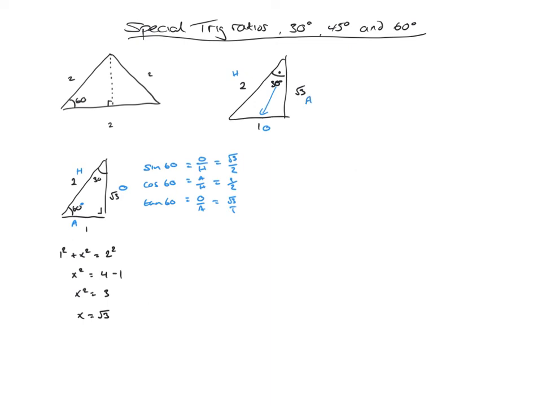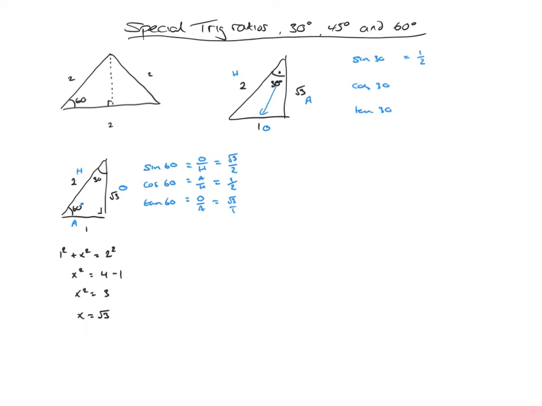And I'm just going to very quickly run through them again. So what we have now, I'll just do it again in blue, is sine of 30, cos of 30, and the tan of 30. And you can see here, sine of 30 is the opposite over the hypotenuse, so that's 1 over 2.